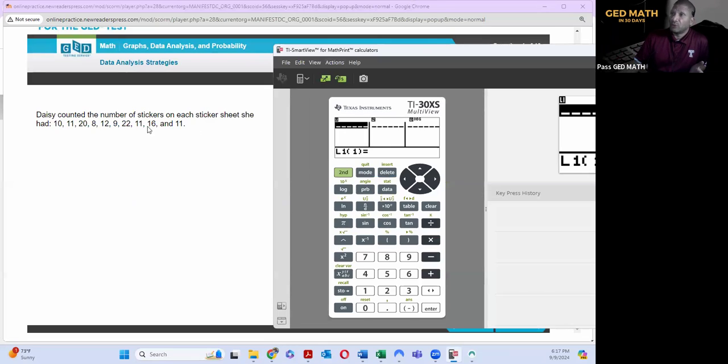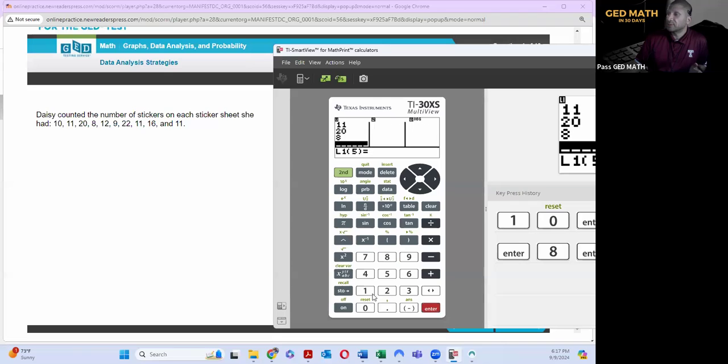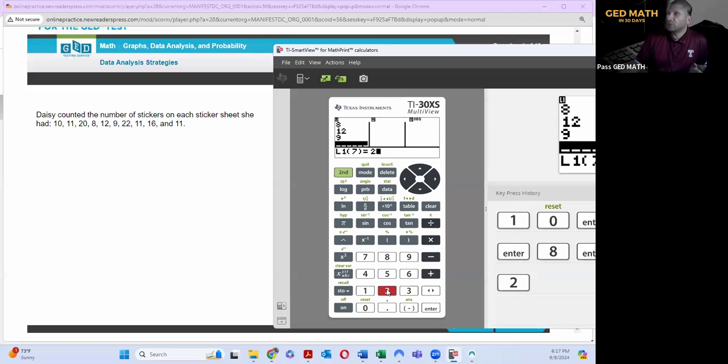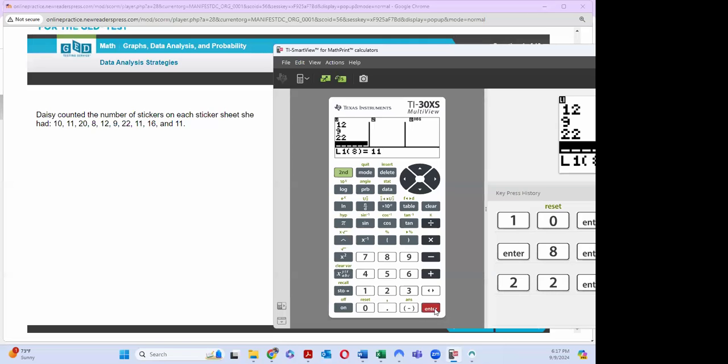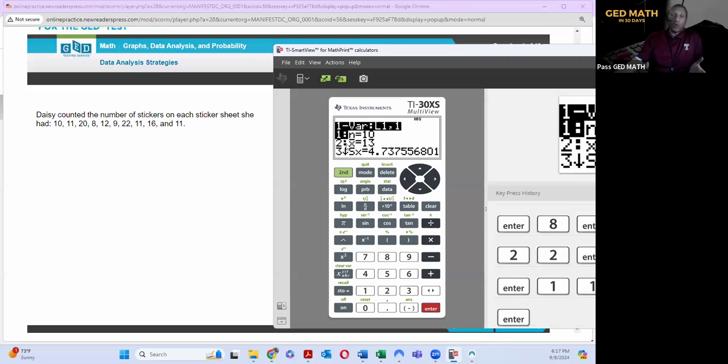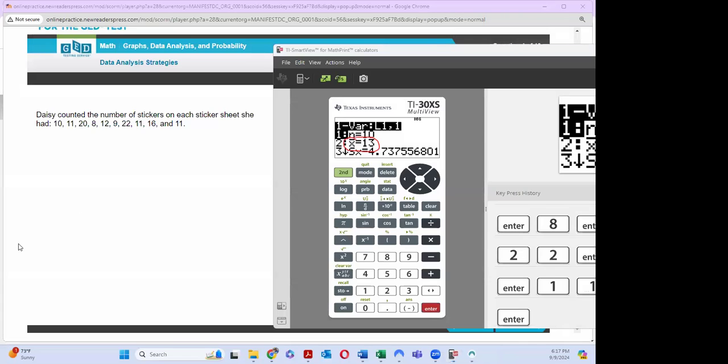So again, all I'm doing is 10, 11, 20, 8, 12, 9, 22, 11, 16, 11. Second data, one variable, calculate. If you notice, I keep saying the same thing over and over again. So I'm walking through it, but I'm also solidifying how I do it on the calculator. My average is the X bar, which is 13.